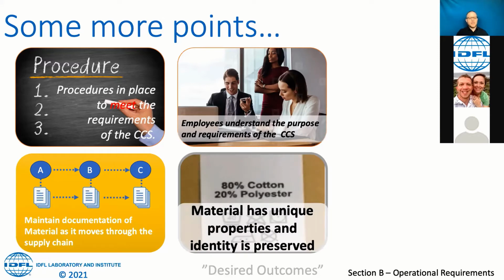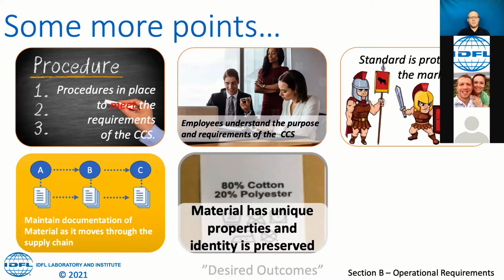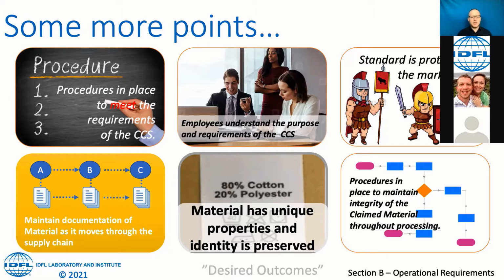Material has unique properties and identity is preserved. Sometimes materials, as they go from bamboo into other different types of materials, the cellulose and on to the rayon, there has to be consistency with the identity of the products themselves. The standard must be protected in the marketplace. There are many companies out there, particularly with the animal protection agencies, that are trying to pull apart these different types of standards, and it's good to make sure that there's a unified industry-wide solution that's solving these problems. And then last of all, there are procedures in place to maintain the integrity of the claimed material throughout the processing, the internal processes, the external processes, the sub points as the material goes throughout the factory.